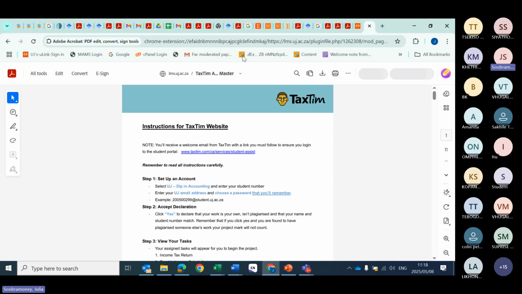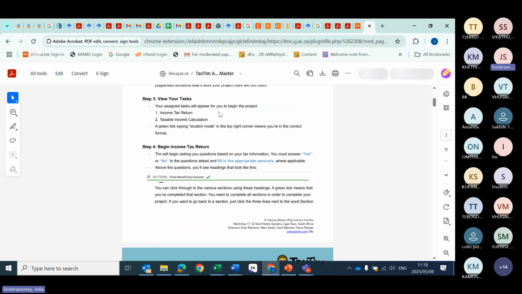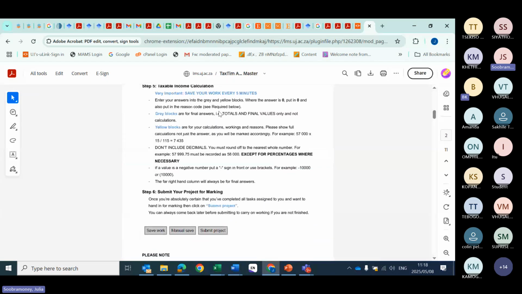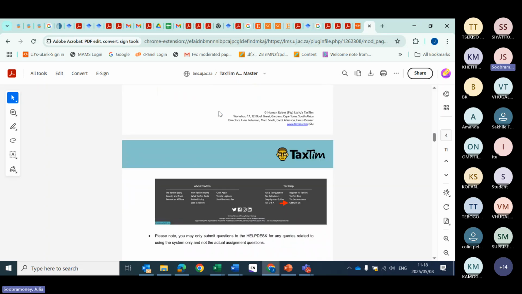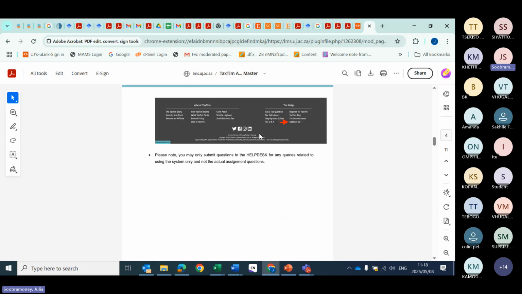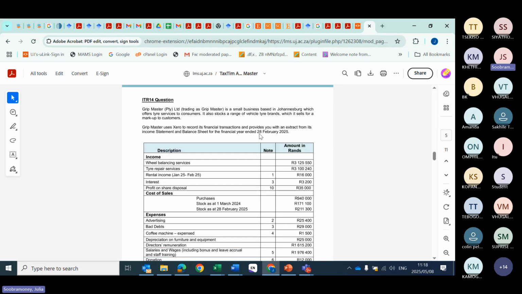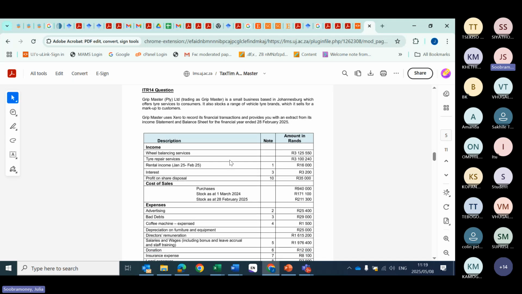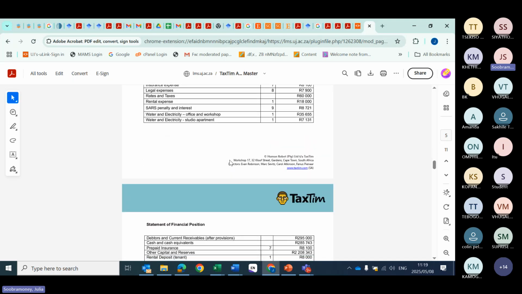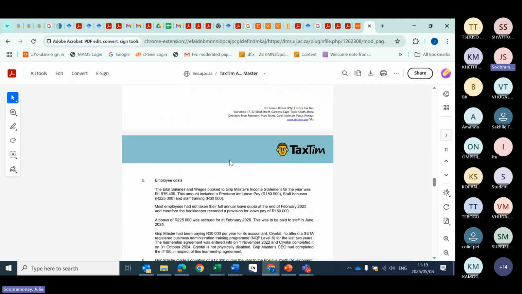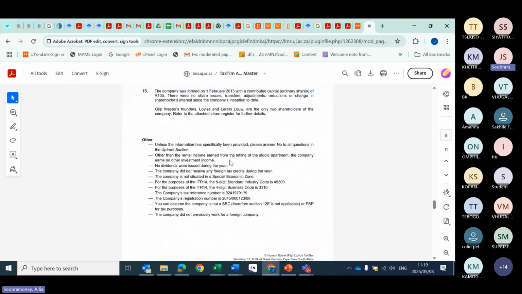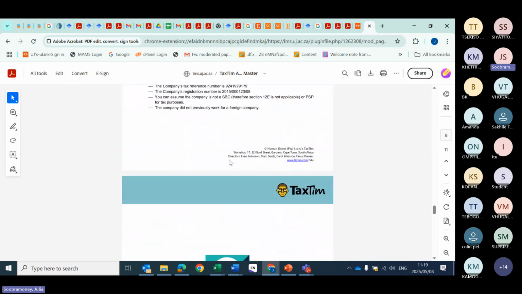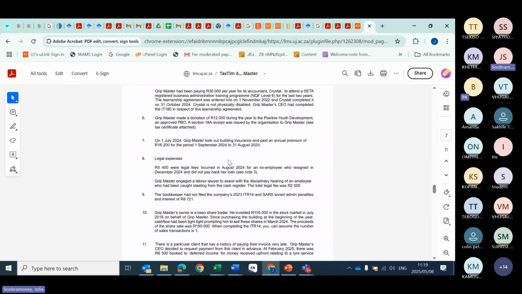and it will open. There's the instruction there, and your assignment is further down the page, so please follow all the instructions. Instruction is also given on Moodle, and here is your question. It starts here. So you need to use this question in order to calculate your TaxTim assignment. Okay, please make sure you follow all the steps. Whatever the system asks you to do, you follow the step.